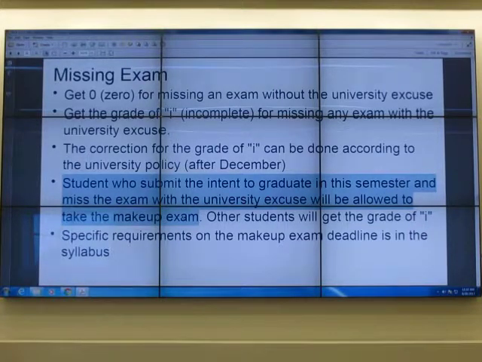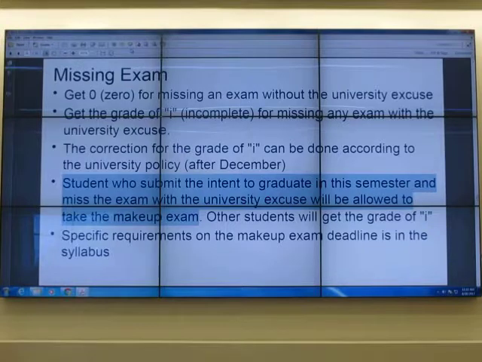Actually, it doesn't look good when you get I, but what else can you do? You get sick, so you get incomplete. I think that's fair enough for me. So it's not just anyone coming to see me, hey, great, I have a doctor note. But I know that graduate students normally don't do it, right? The specific requirement on the makeup exam deadline is in the syllabus.